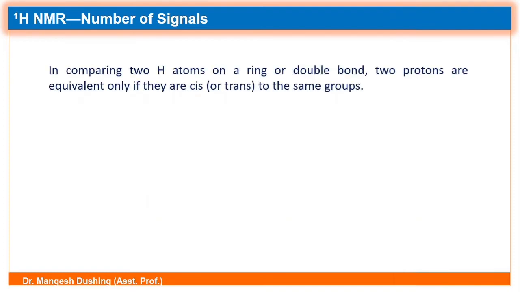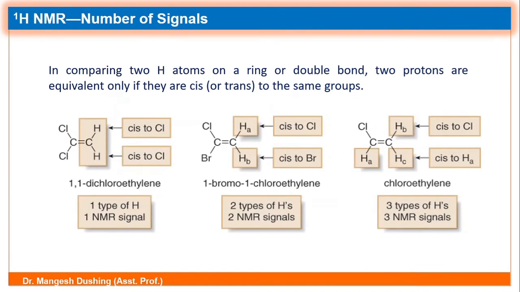We will see another example, of an alkene molecule. When comparing 2 H on a ring or double bond, 2 protons are equivalent only if they are cis and trans on the same group. See the examples. Suppose this is the molecule. So this hydrogen is trans to the chlorine as well as cis to the chlorine. Same, this hydrogen is also trans to the chlorine and cis to the chlorine.